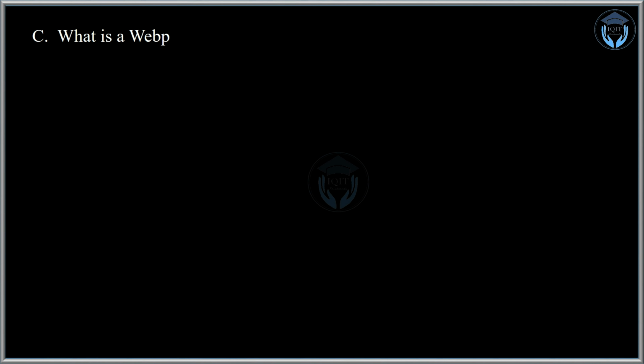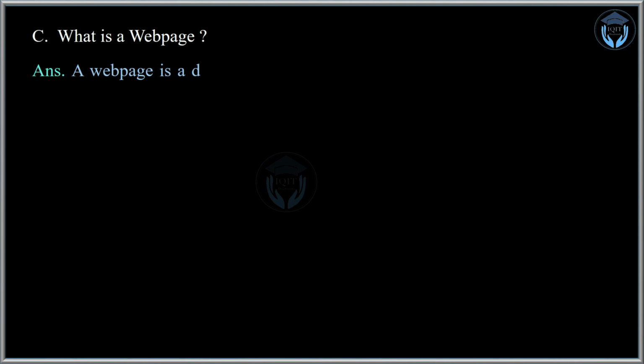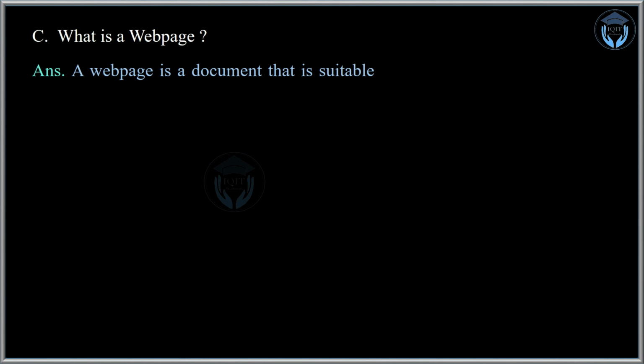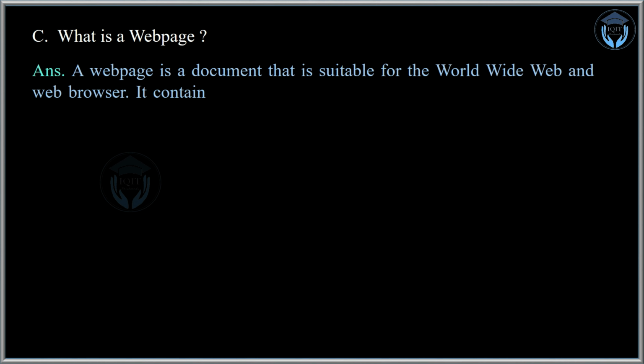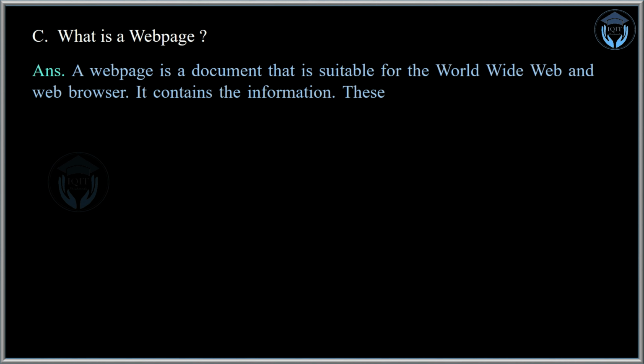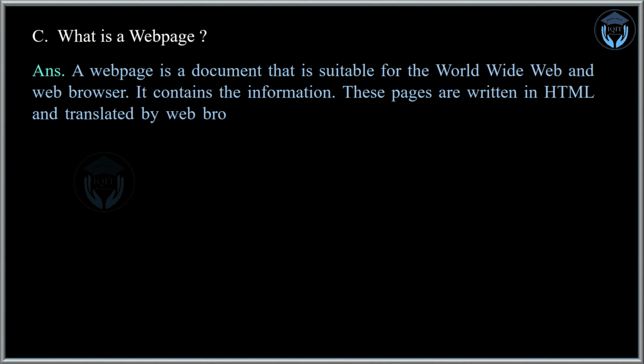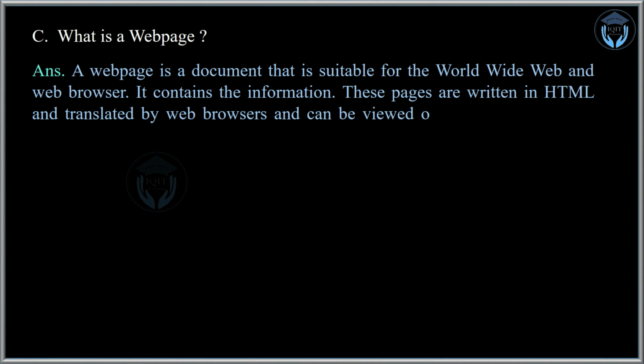C. What is a web page? Answer, a web page is a document that is suitable for the World Wide Web and web browser. It contains the information. These pages are written in HTML and translated by web browsers and can be viewed on any web browser.